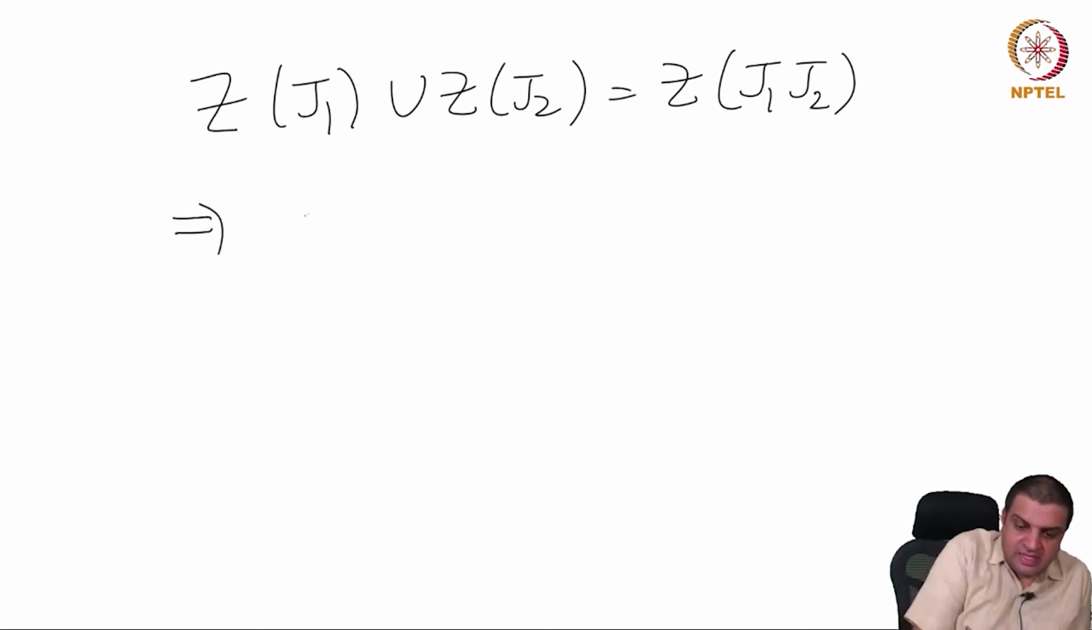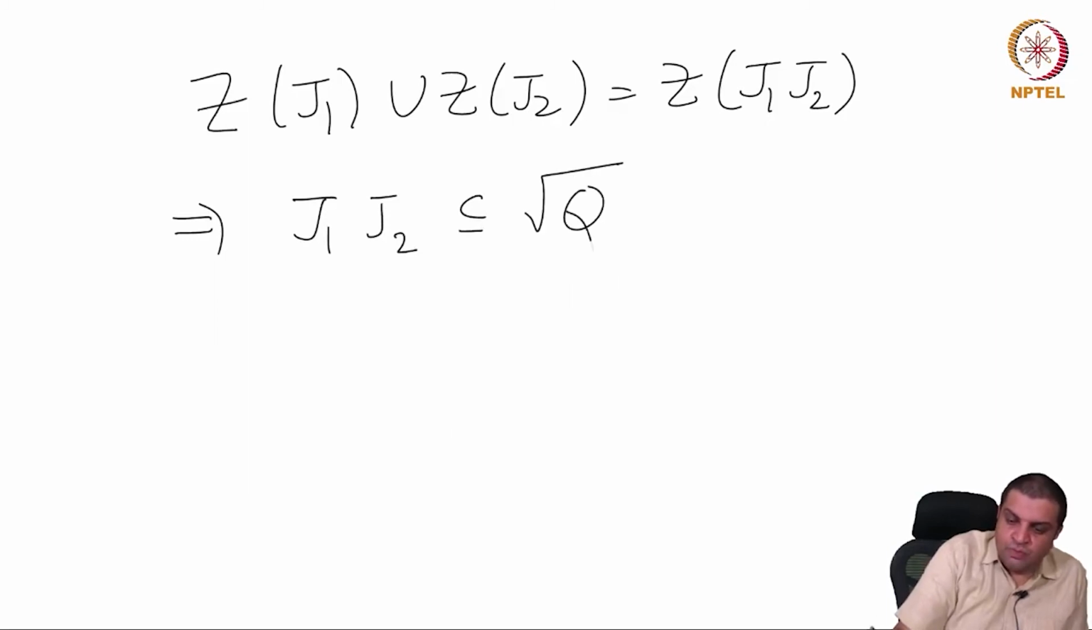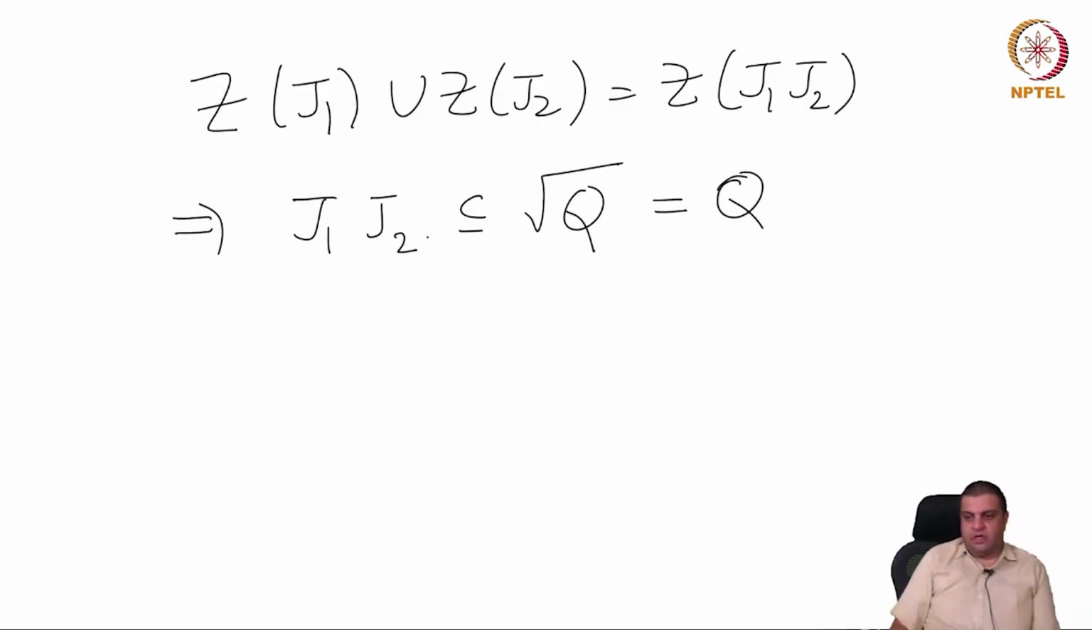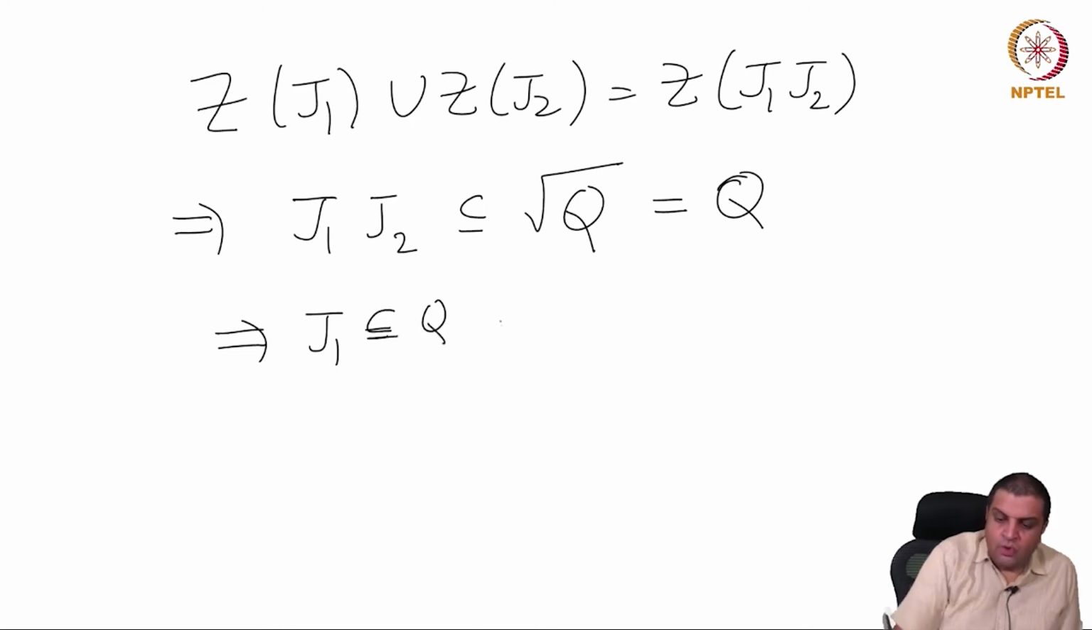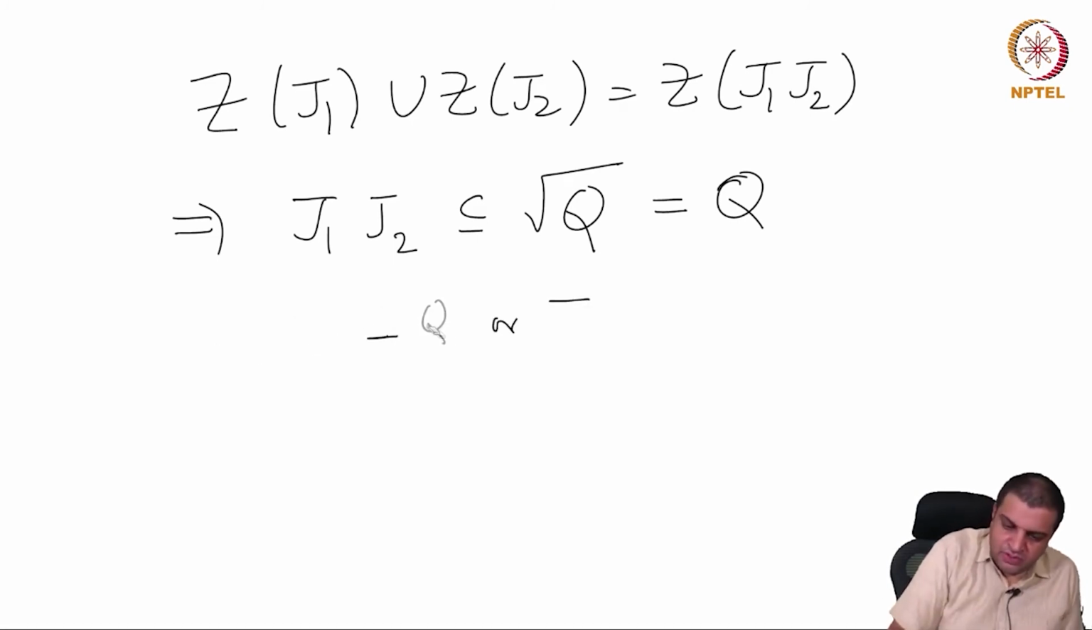So this implies that J1 J2 is in the radical of Q, which is Q itself. This is again by Nullstellensatz. The only way this is going to be the whole space is that this ideal is nilpotent, or in other words, thinking of it in terms of R, it's the radical of Q, which is 0. So this would imply that J1 is inside Q, or maybe one should just try to prove that.